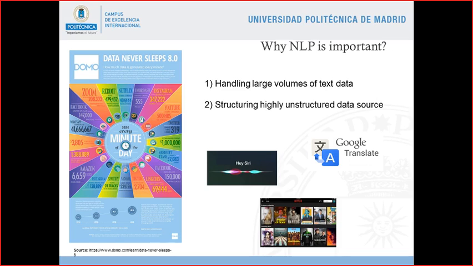Where do we use NLP techniques? For example, in chatbots, for example Siri. Siri is capable of understanding what you are saying and retrieving the most accurate information for your question. Also in machine translation, we use NLP techniques.